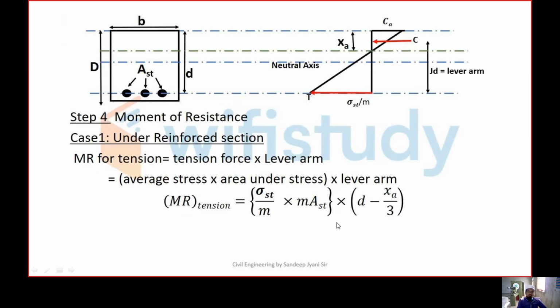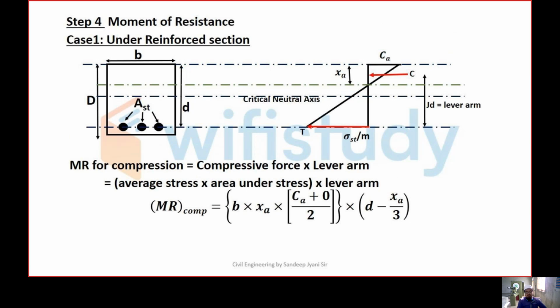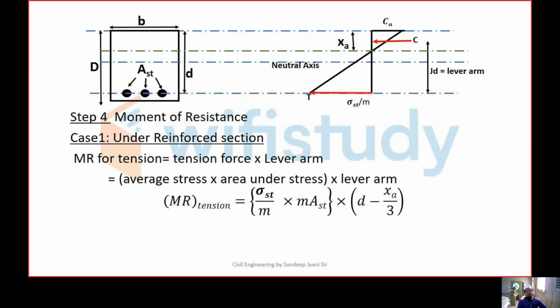Next, coming to moment of resistance for tension. So here we have seen the moment of resistance for compression. Now the moment of resistance for tension. For tension, same: tension force into lever arm. And for tension force, same formula, average stress into area under stress. But the tension zone should be considered. There we have seen the compression zone, now we are going to see the tension zone.